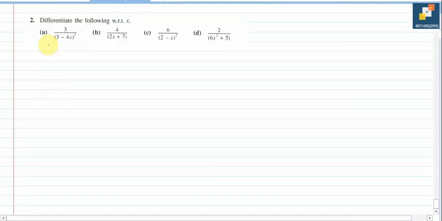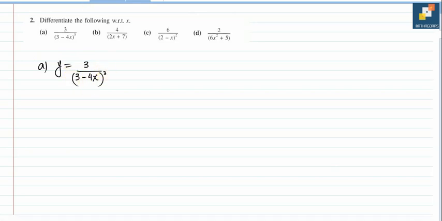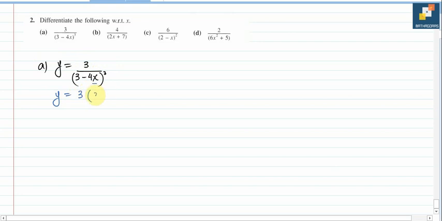It says differentiate the following with respect to x. The first one is y equals 3 divided by (3 minus 4x) cubed. Whenever you have such a type of question in which the variable is in the denominator, we can shift it to the numerator. So it's 3 times (3 minus 4x). Now here you have power plus 3, but when you shift it to the numerator, that will be minus 3. Alright, now your equation is ready to differentiate.